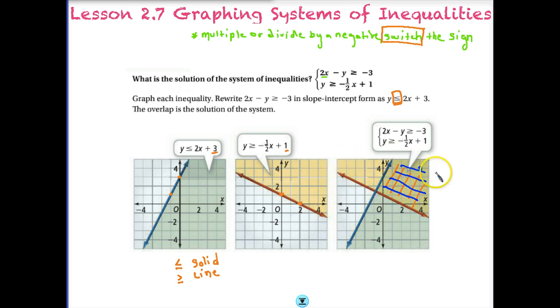Okay, so this third graph is what you are trying to do. Graph each equation in the same coordinate plane, shade as you normally would, and see where they overlap.